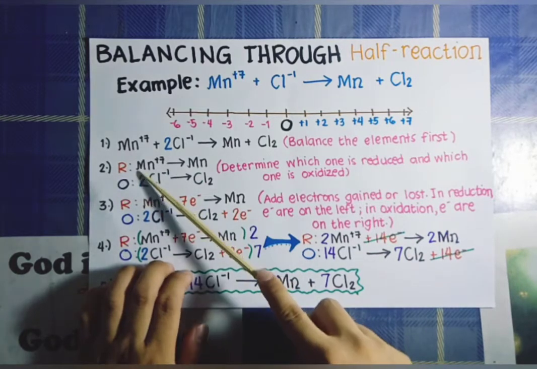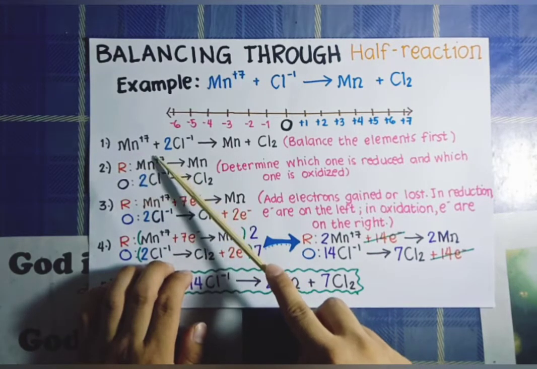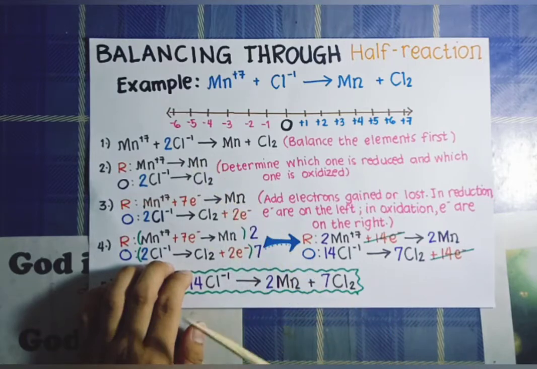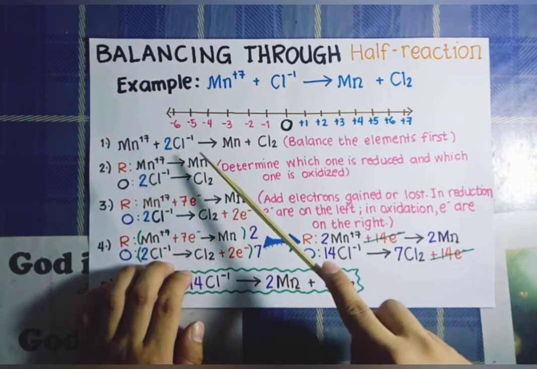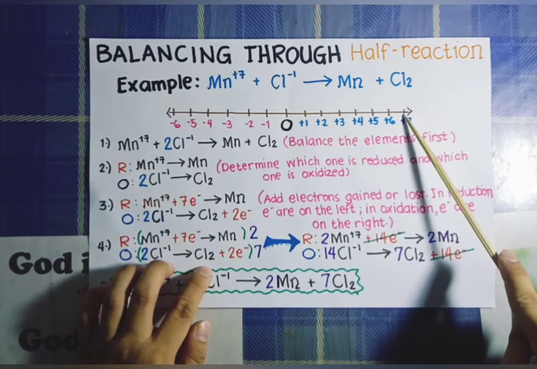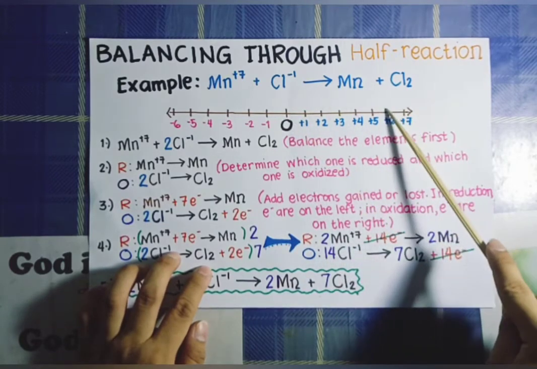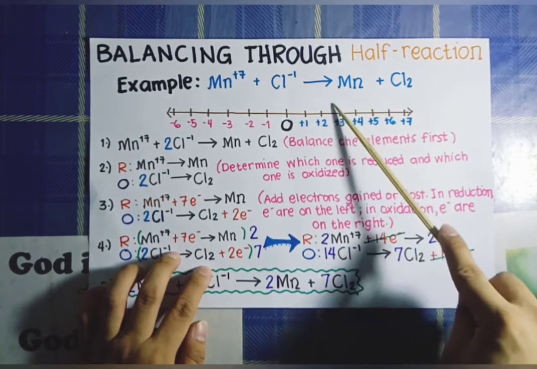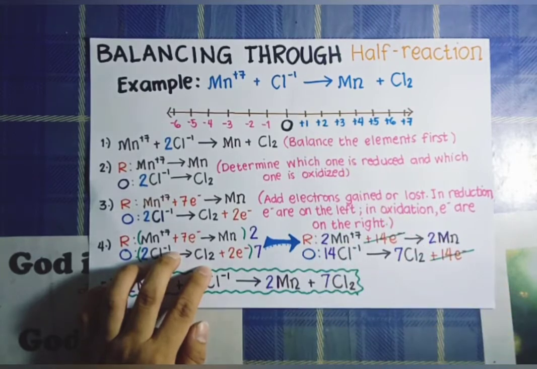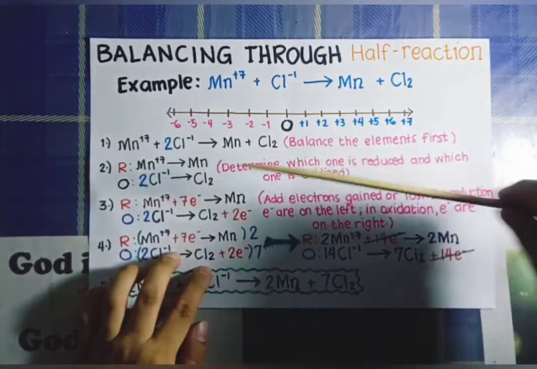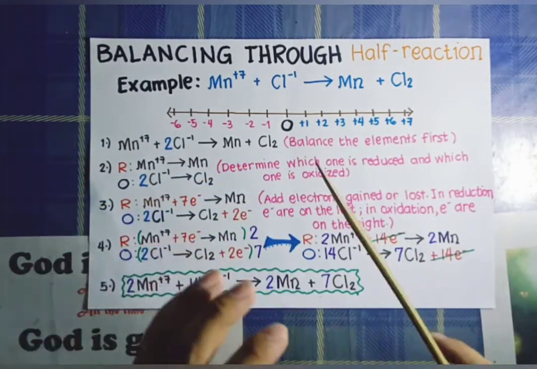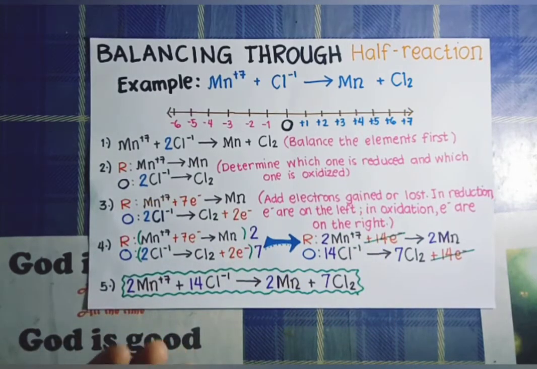Okay? Now, for manganese with a charge of +7, it turned into manganese with no charge at all. So that's from +7 to 0. That's 1, 2, 3, 4, 5, 6, 7. 7 steps towards the left side of our number line. And again, a movement towards the left side of our number line is considered reduction.